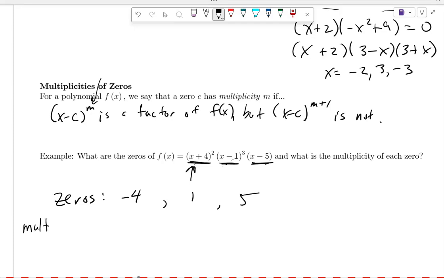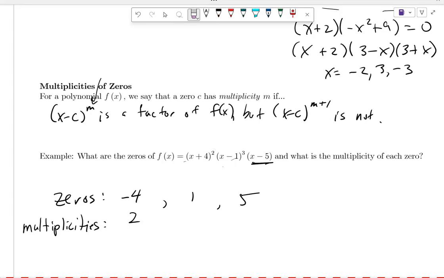If I want the multiplicities, I'm looking at the powers. So what's the multiplicity for -4? 2. -4 came from this factor, right? The one I just circled. -4 came from that factor. The power on that factor is 2.